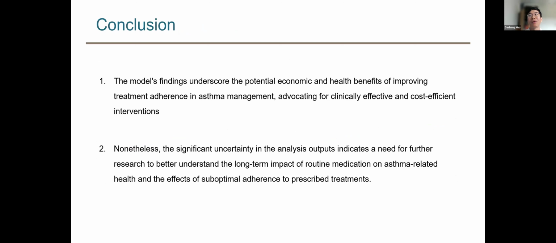So in conclusion, the model underscores the potential economic and health benefit of improving treatment adherence in asthma management. And of course, all these models have uncertainty when we are trying to incorporate this kind of evidence into the model, and because we are oversimplifying, it is also important to address the uncertainty in the long term.